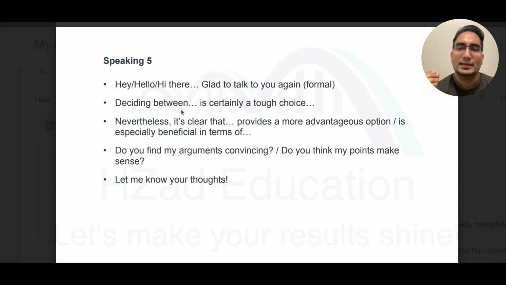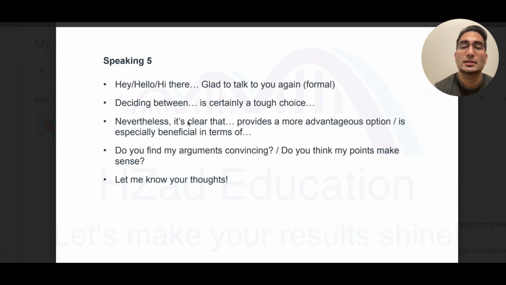You're going to say next, deciding between this and this option is certainly a tough choice. We're going to add some words relevant to our situation, which we'll discuss. Nevertheless, it's clear that, and nevertheless, really good connector moving to your choice. This is how you introduce your choice. It's also advanced. It is clear that something, and name that option, literally take the name, the train, carpool, whatever, don't say option A or B, provides a more advantageous option.